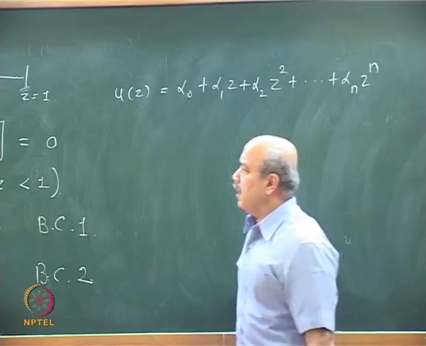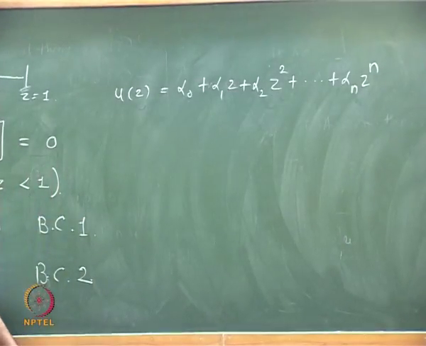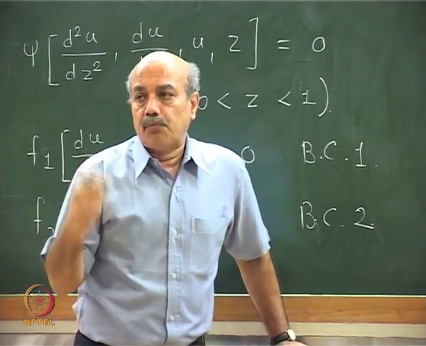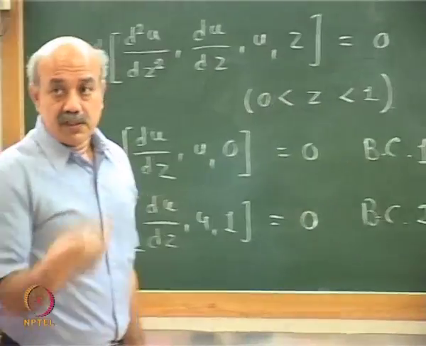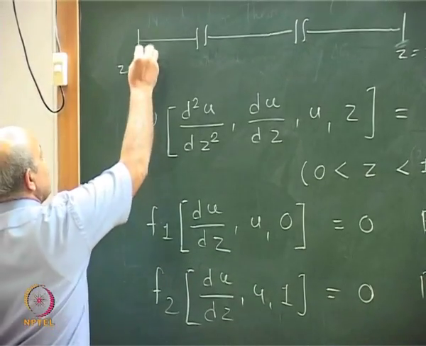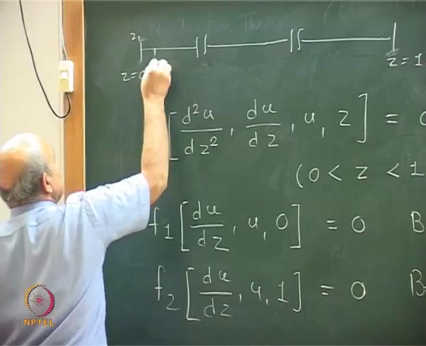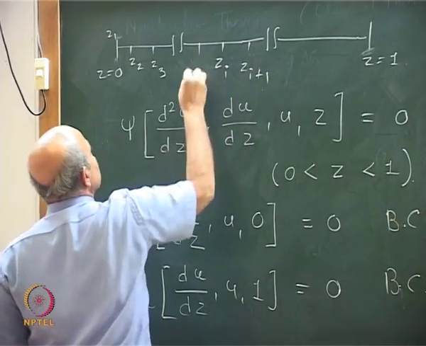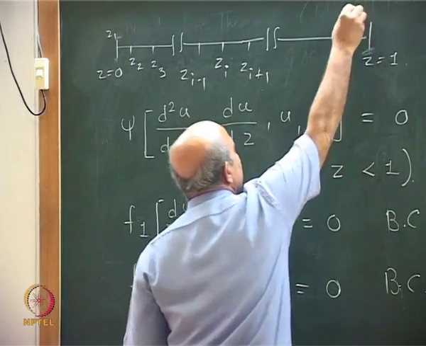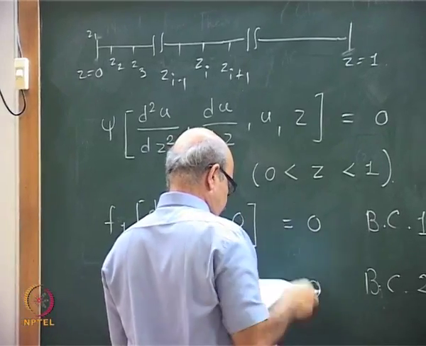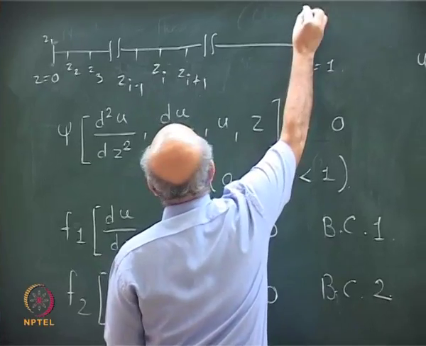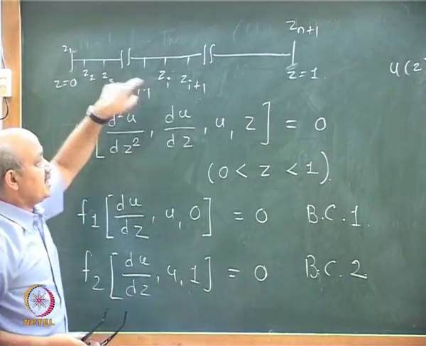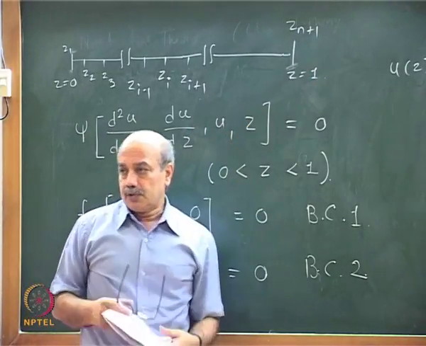And we have this convention of calling the solution at certain points collocation points or grid points. In this context, we are going to call them collocation points. So we have these collocation points, which are numbered z1, z2, z3. In general, this is zi, this is zi plus 1, this is zi minus 1. And the final point is called zn plus 1. So we have these n plus 1 collocation points numbered from z1, z2, z3 up to zn plus 1.